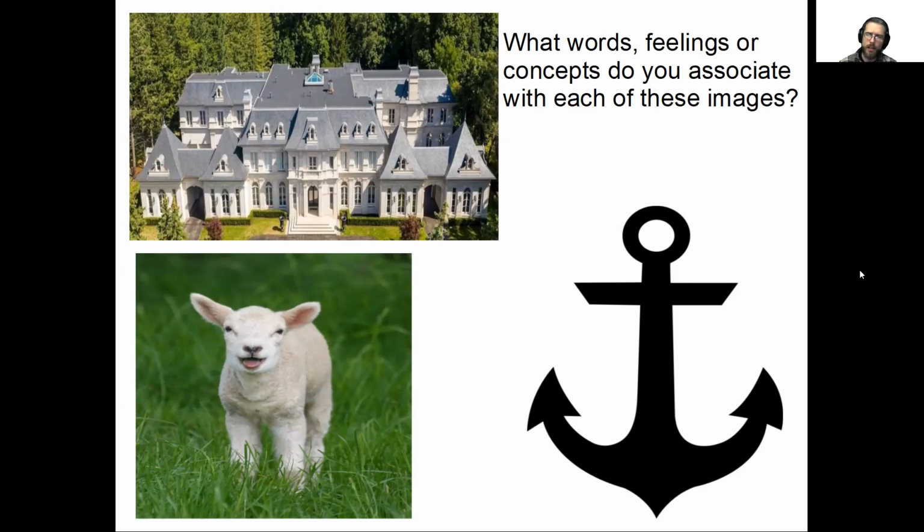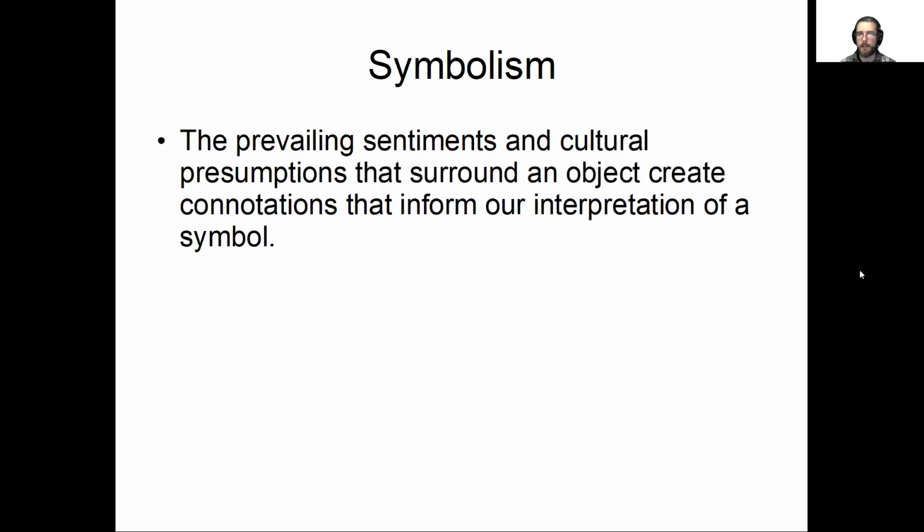What we've just gone over here are connotations, the things that we think about or the associations that we make when we look at a particular image. Connotation is fundamentally the basis for symbolism. Context helps us to determine what a symbol means.